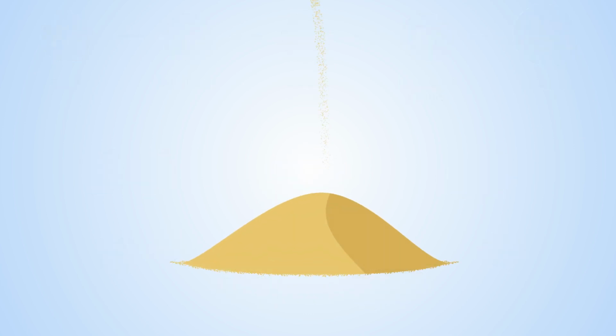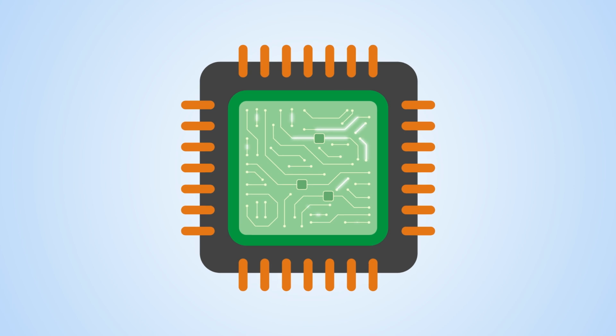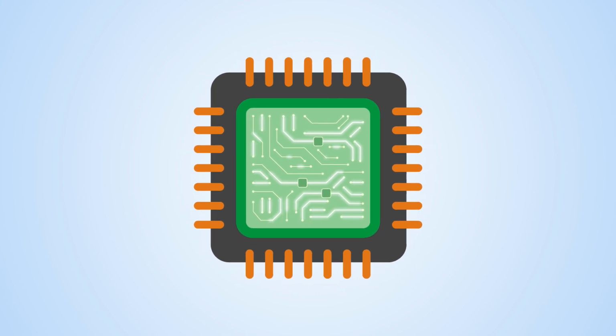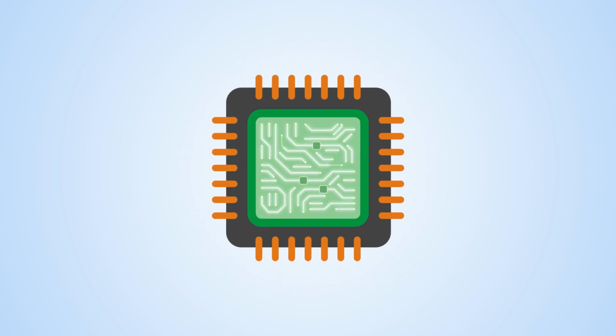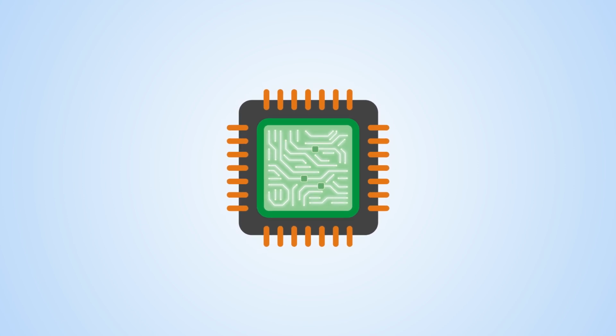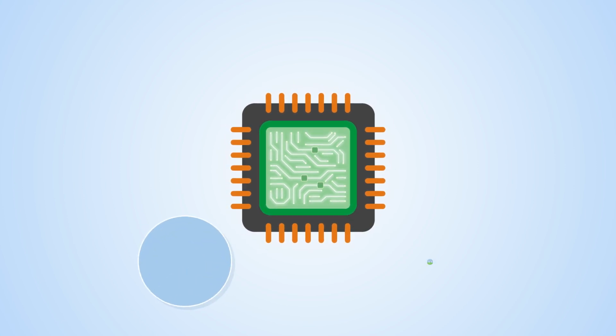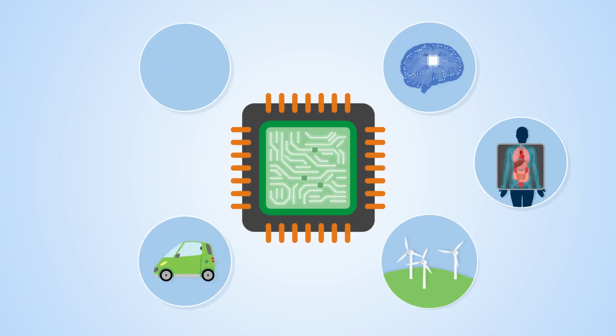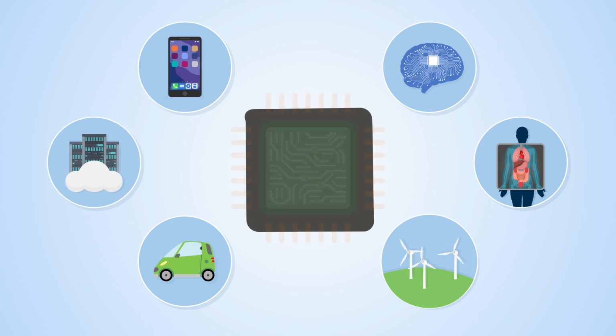From grains of sand to intricate integrated circuits, semiconductor manufacturers use highly complex processes to produce the most essential technology in modern society. Next time you use a smartphone, car, or any electronic gadget, remember that it all started with sand.